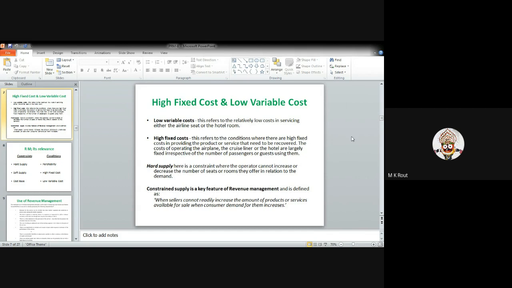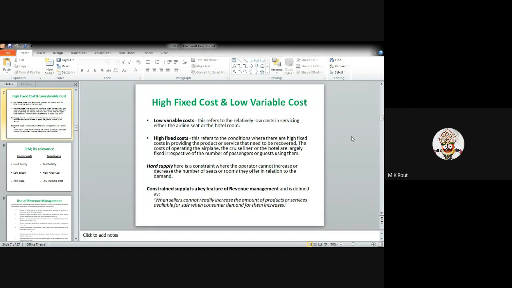Moving to the next one, with reference to constant supply, it is a key feature of revenue management, defined as sellers not being able to readily increase the amount of product for sale. It means that whenever a particular company is selling, they cannot rapidly increase or decrease the price due to availability when customer demand increases or decreases. That is the concept behind constant supply with reference to revenue management.